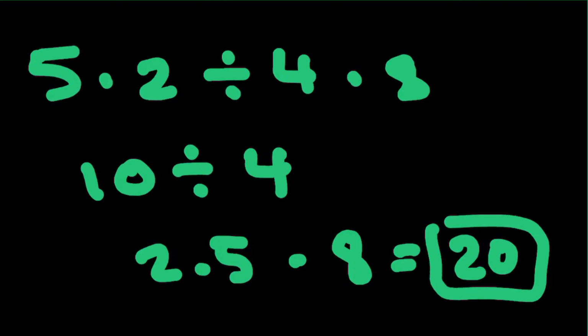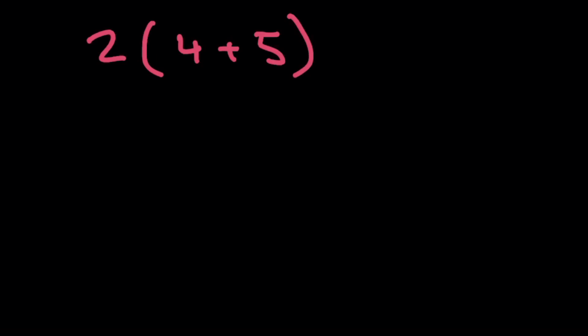Now we'll hit some problems you'll interact with in the classroom and on tests. Let's start off easy and increase the difficulty as we go along. So our first problem will be a simple 2 times (4 plus 5). It's written like this because the parentheses with a number on the outside, a coefficient, implies multiplication.